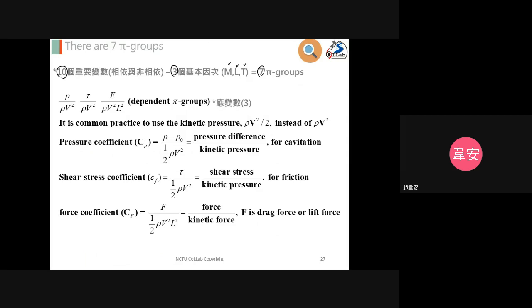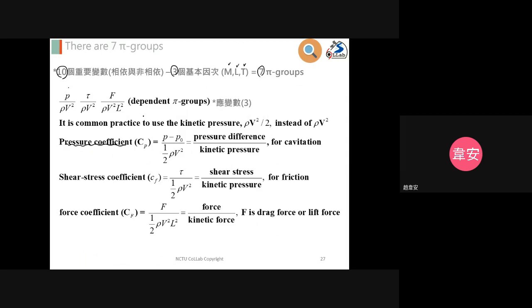So first we show the 3 dependent pi groups. The first one we call the pressure coefficient. Second, we call that the shear stress coefficient. And the final one is the force coefficient. And we use the different names Cp, Cf, and capital CF.